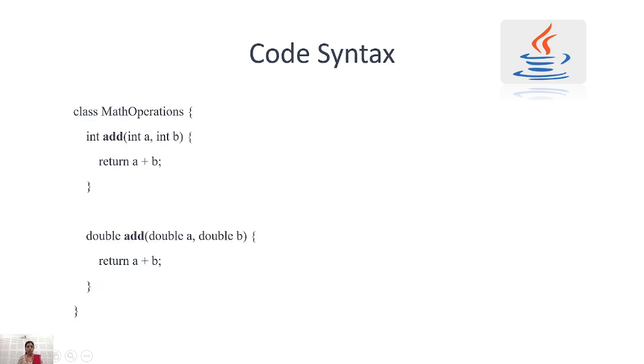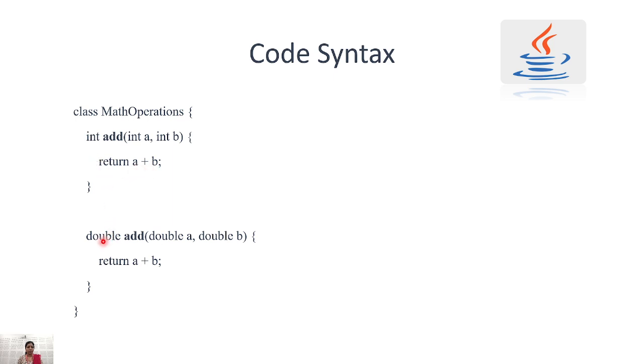So how does method overloading actually work? Suppose there is a class called MathOperation. In that there is an add method. In this example, we are going to overload this add method. In the first one, we have a return type of int, method name add, and different parameters like a and b with the data type int. In that method, we are returning the addition a plus b.